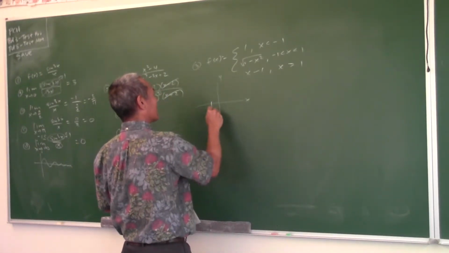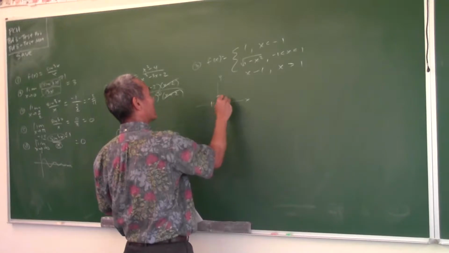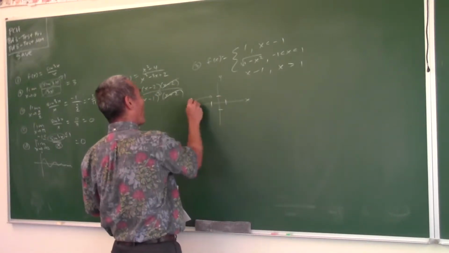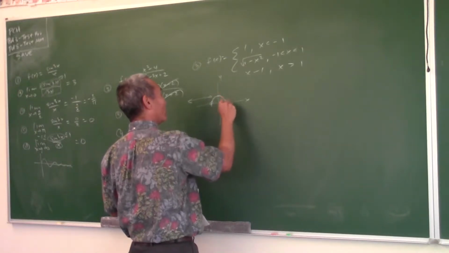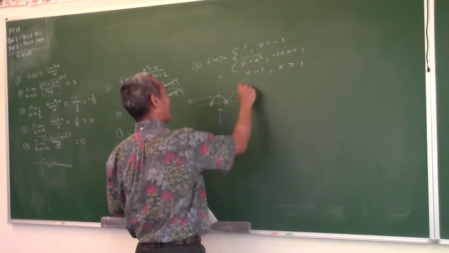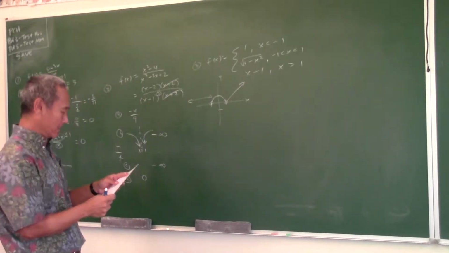So when x is less than negative 1, then you get the line y equals 1. And then this is the semicircle between negative 1 and 1. And then this is a line. There, that's what the graph looks like.